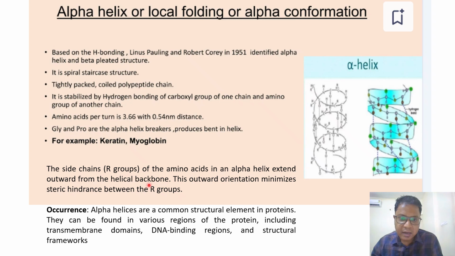The side chain R groups of the amino acids in the alpha helix extend outward from the helical backbone. This outward orientation minimizes steric hindrance between the R groups. Alpha helices are a common structural element in proteins. They can be found in various regions of the protein, including transmembrane domains, DNA binding regions, and structural frameworks.